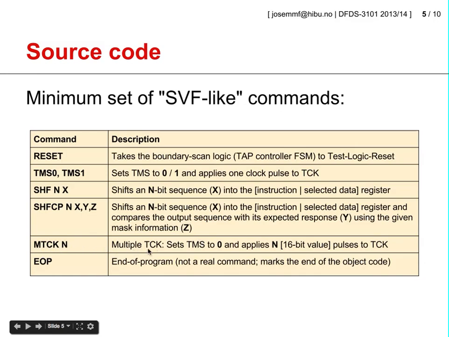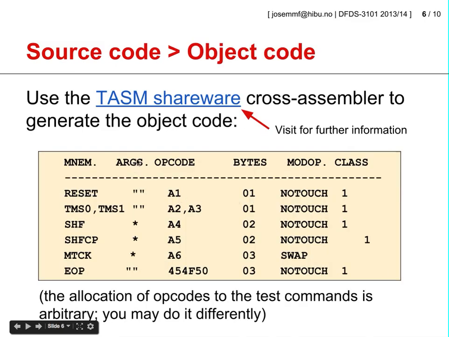Finally, the multiple TCK enables us to generate n test clock cycles while keeping TMS at 0. End of program is not really a command, it simply marks the end of the object code. We will convert the source code into object code using a universal table-driven cross-assembler. In this case, I recommend you to use the Telemark cross-assembler, or TASM.